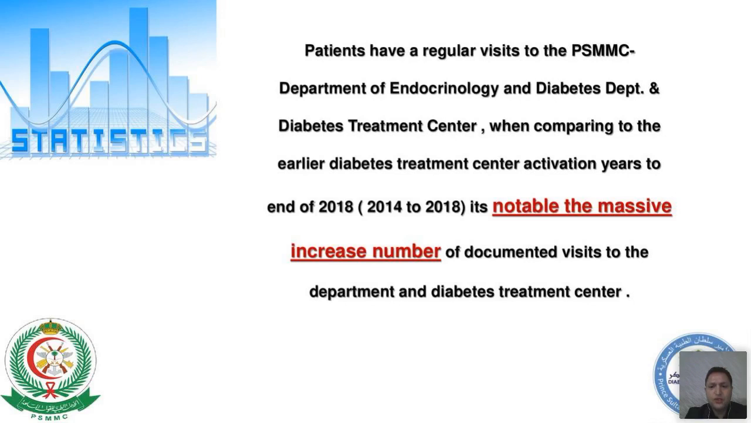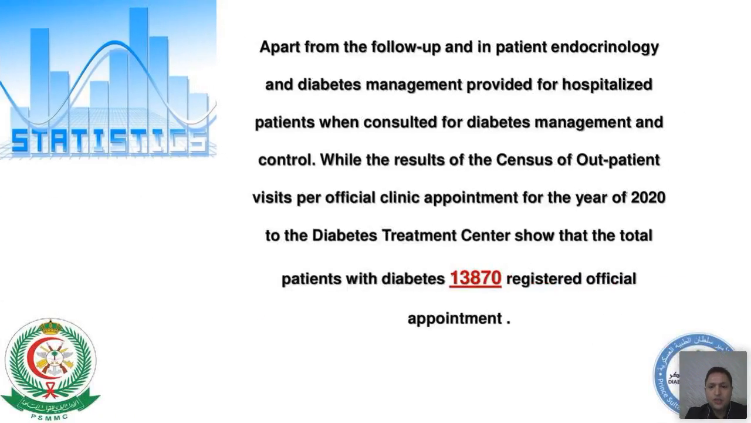Since we implemented this multidisciplinary and interdisciplinary patient and family diabetes education and care, we have noticed a notable and massive increase in the number of patients who have regular visits to the diabetes treatment center and the diabetes and endocrine department. Just for one year, 2020, we registered official appointments for more than 13,000 patients as per medical record number. They have regular visits and follow-up with our diabetes doctors, endocrine doctors, and the paramedics involved in diabetes care and education.